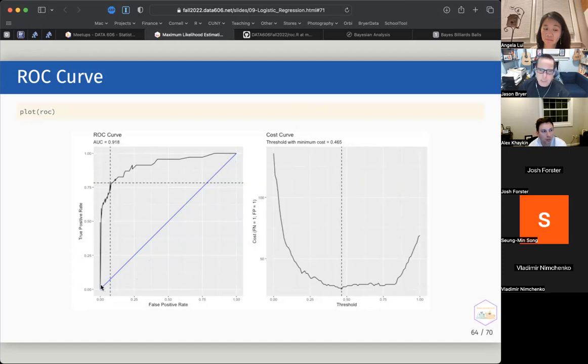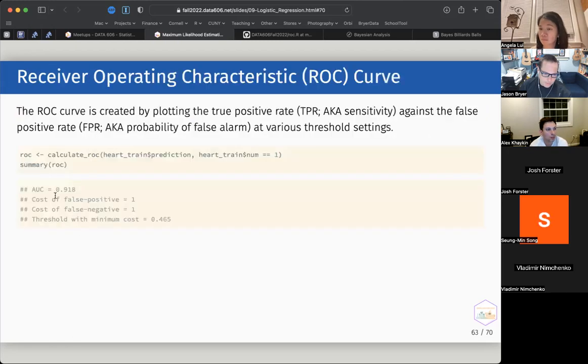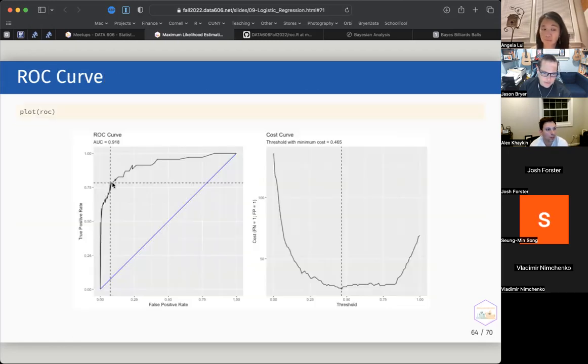A perfect model with perfect separation would go straight up to 1 and then straight across. So the area under the curve, or what we say with the ROC, or AUC, is the area under this black line. This is also really useful in that it helps us determine the most optimal cut point. What we're looking for is where, if we could draw a line perpendicular to this blue line, or the unit line, that's where we're going to want to do it.